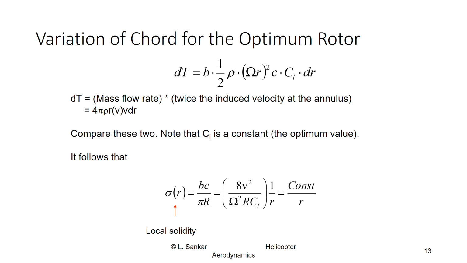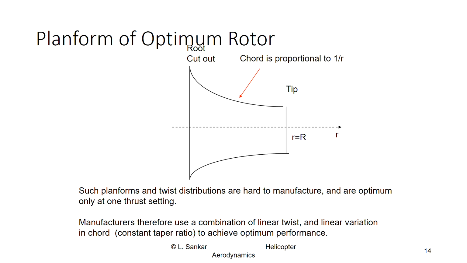So BC over pi R works out to be the expression shown here. So this is how you will taper the blade. The blade will be highly non-uniform, non-linear taper. If you plot it, it would look something like this. Such a blade is hard to manufacture.